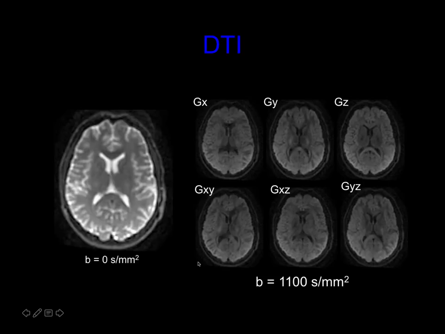So that means the minimum amount of data we need to do diffusion tensor imaging is 1 non-diffusion weighted image, and then data with at least 6 directions at the same b-value. And these directions need to be non-collinear, such that you're fully sampling that ellipsoid.